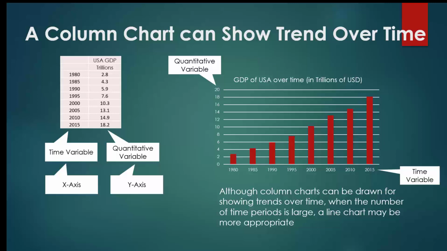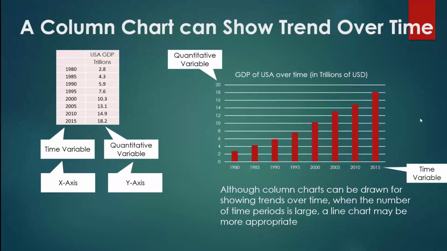So all the column charts can be drawn for showing trends over time. When the number of periods is large, a line chart is more appropriate. So let's say instead of 9 different years, let's suppose you had 130. Then having 130 columns would not make much sense. You'd rather just have one line. So let's see how to do this in Excel.